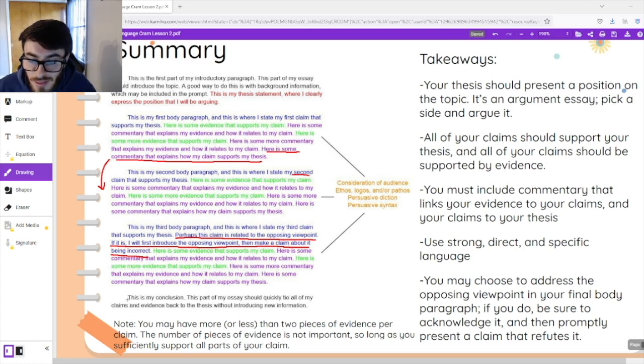Then finally, at the end, this is my conclusion. This part of my essay should quickly tie all of my claims and evidence back to the thesis without introducing new information. That's the format.